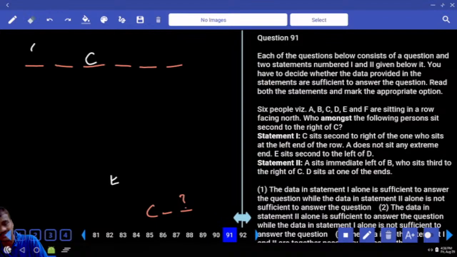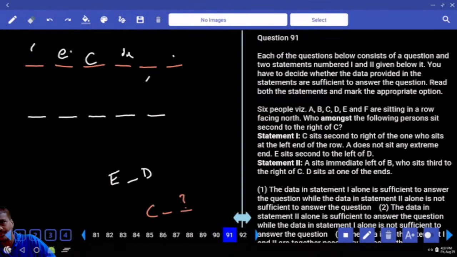Now E is sitting second to the left of whom? Left of D. Now E is seated second to the left of D, and E and D can be like this, isn't it? Or E and D can be like this, and so on. Hence, second to the right of C we cannot identify. Clear? And that case is ruled out. Now you can have E or D, and second to the right of D, you can have A, B or F. And 1 alone is not sufficient.